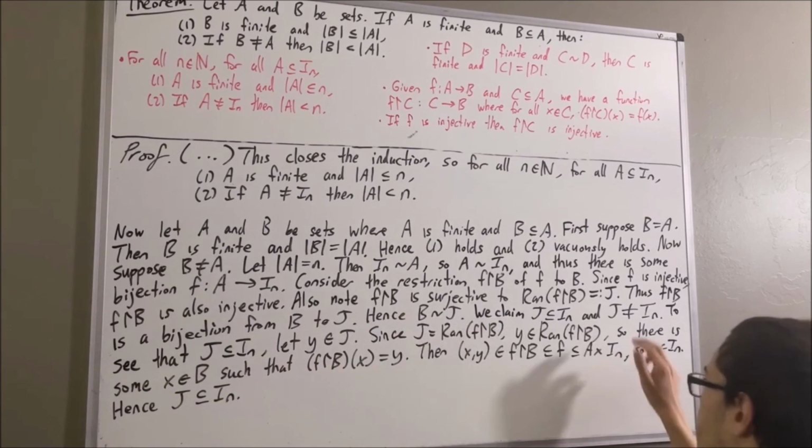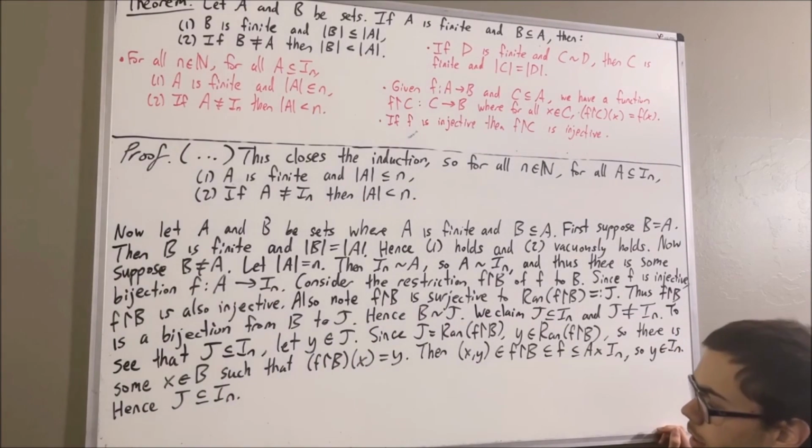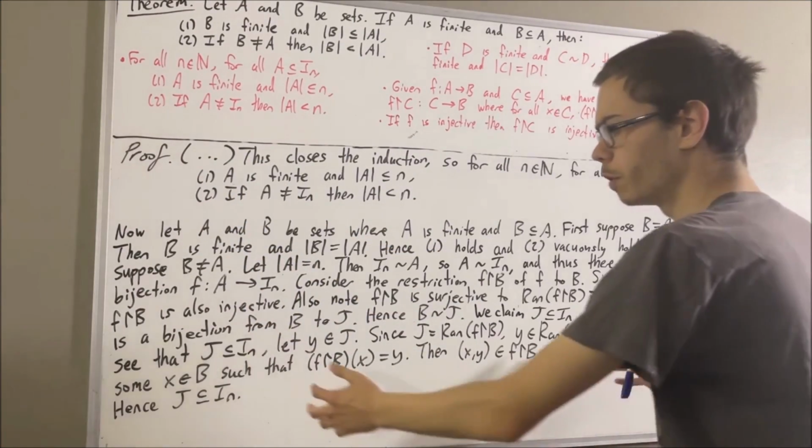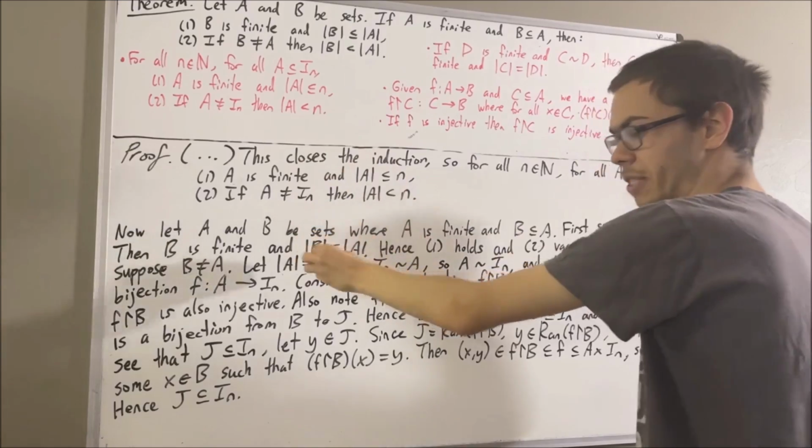But now we want to show that J is not equal to In. And to see how we can do that, let's first move back up to the top. And before we move back to the top, let's write some things down for safekeeping.